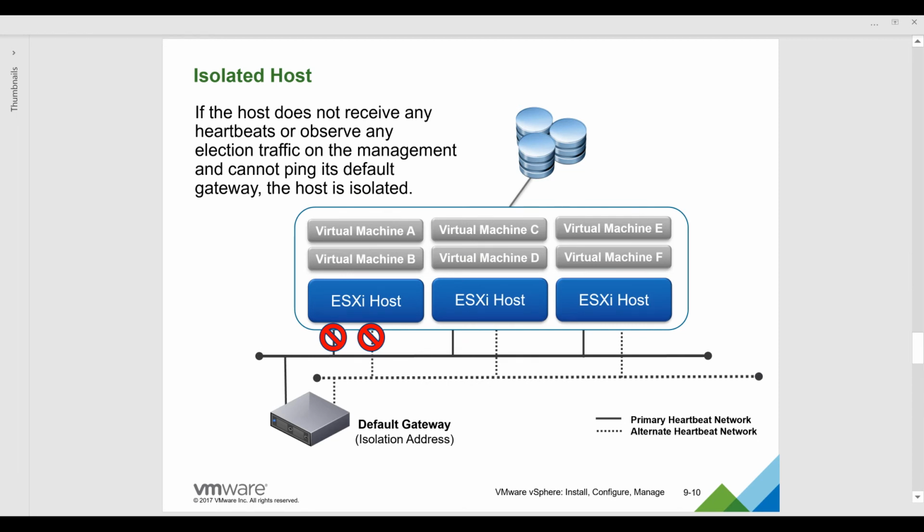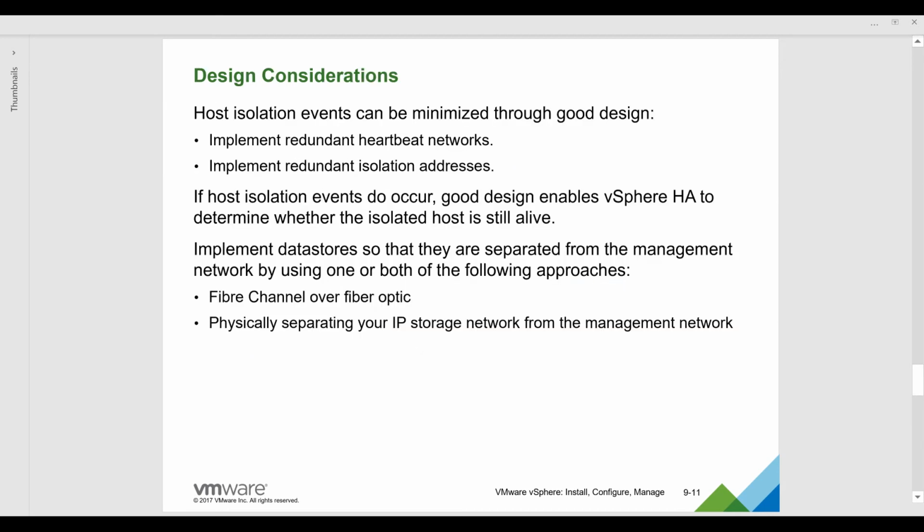An isolated host: if it does not receive any heartbeats or doesn't see any election traffic, and it can't ping itself or its gateway, it is considered isolated. In design considerations, host isolation can be minimized through a good design. You want to implement redundant network heartbeats and redundant isolation addresses. That way, if isolation did occur, it gives HA multiple ways to determine if the host is still alive.